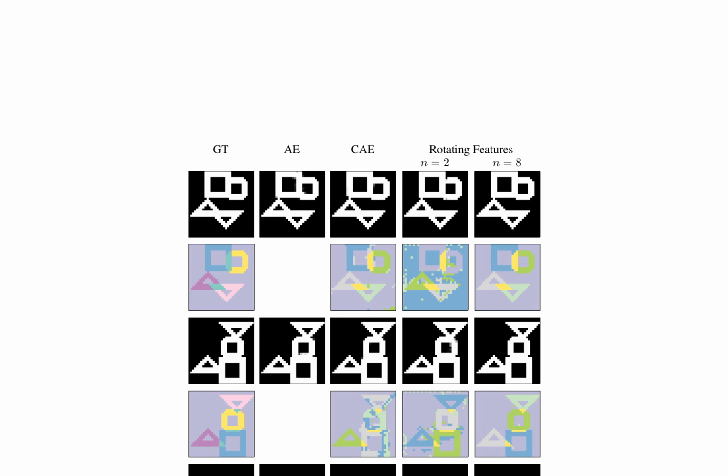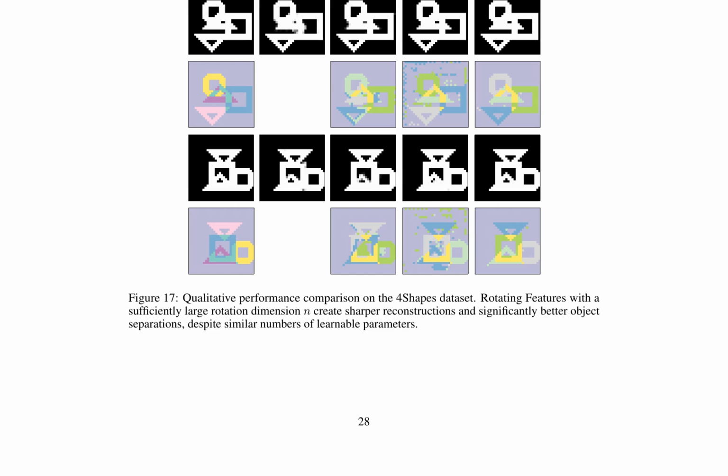In the scenario where n equals 2, the model exhibits poor performance in terms of object separation and reconstruction quality. This can be attributed to the model's limited capacity to capture complex transformations and relationships between objects in the dataset. Conversely, when the rotation dimension is increased to n equals 8, the model demonstrates a significant improvement in both object separation and reconstruction quality. This suggests that incorporating more learnable parameters enables the model to better understand and represent the transformations and relationships within the dataset, leading to sharper and more accurate reconstructions.